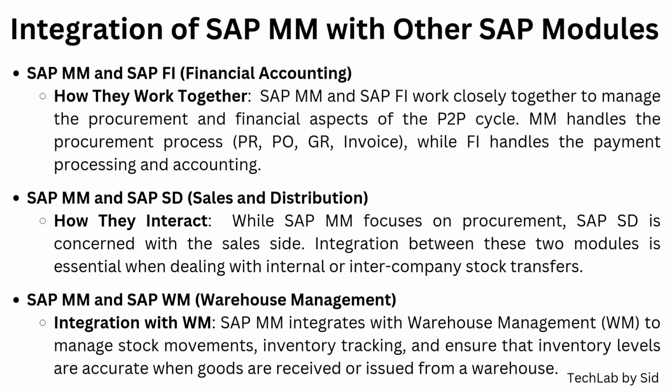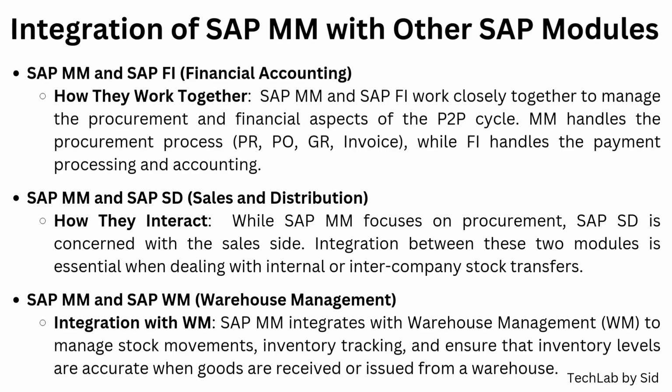For example, when goods are received in MM, an automatic accounting entry is triggered in FI to reflect the increase in inventory value. Similarly, when an invoice is verified in MM, FI processes the payment and updates the financial records. MM also integrates with SD, which handles sales and distribution. This integration is especially important for stock transfers or intercompany transactions.